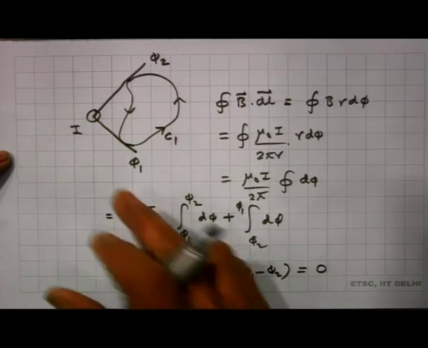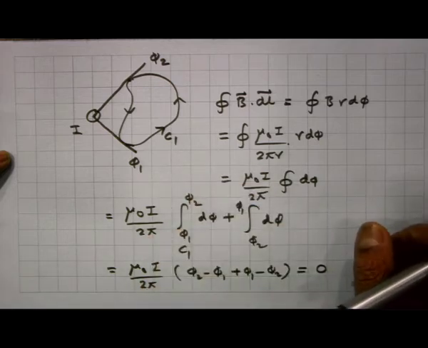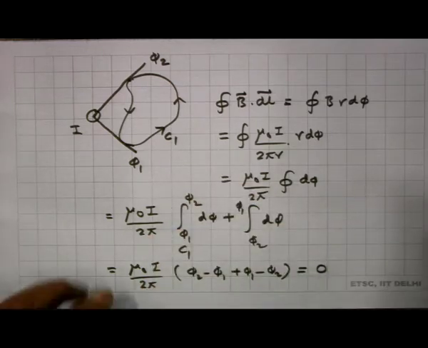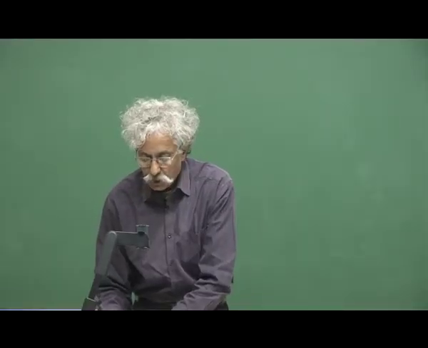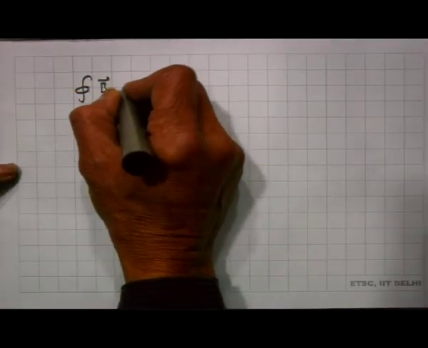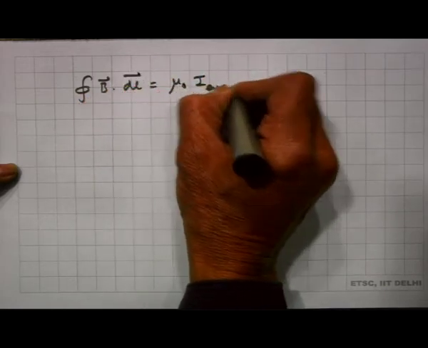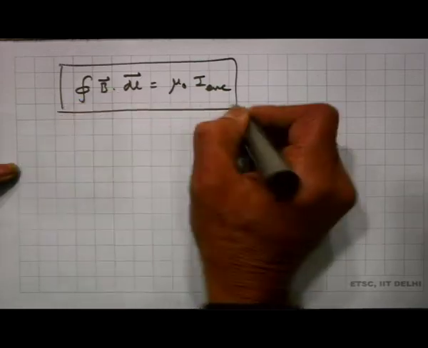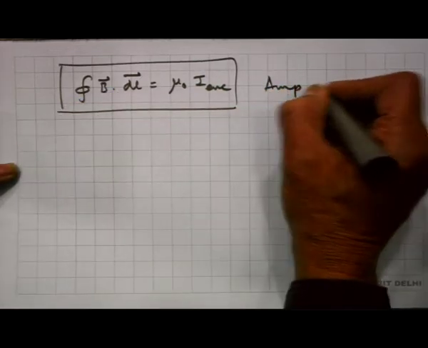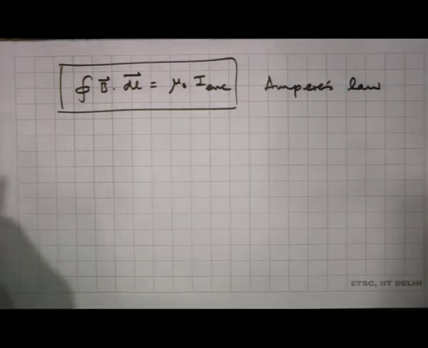So, any current element lying outside the loop of integration does not contribute to integral B dot dl, and that is why I can actually write, if I have multiple current carrying conductors, integral B dot dl is equal to mu naught I enclosed. That is Ampere's law.